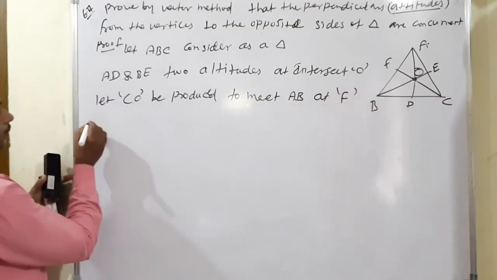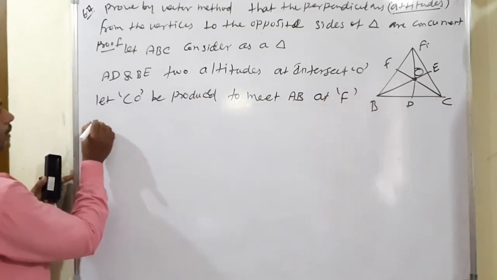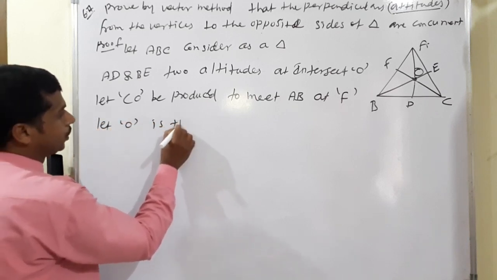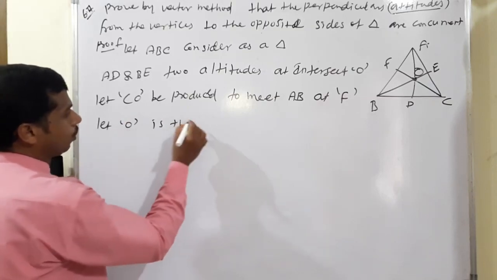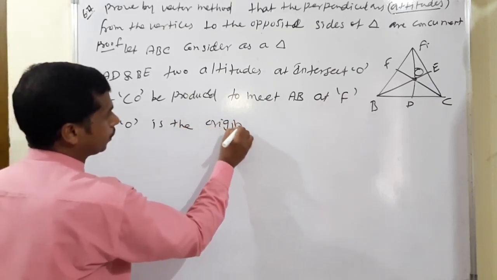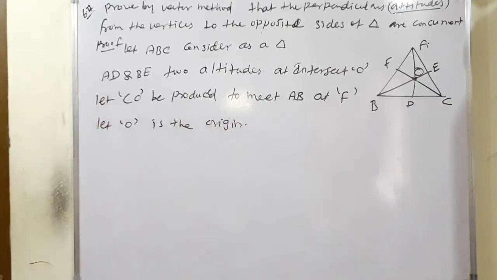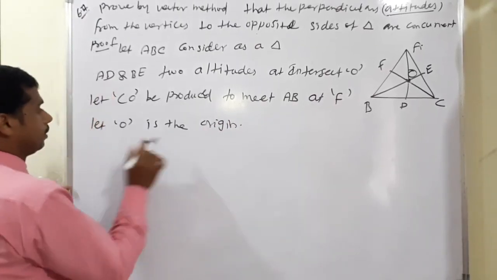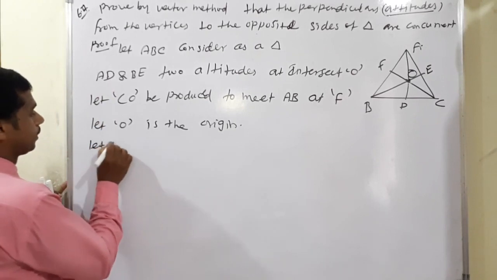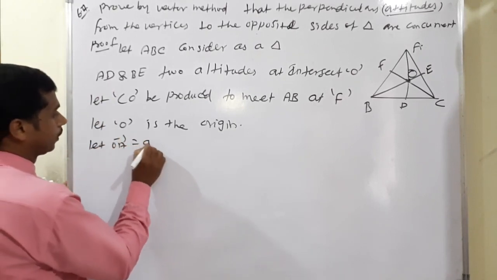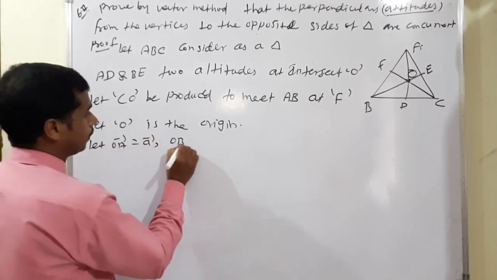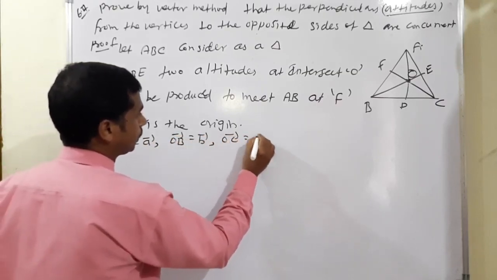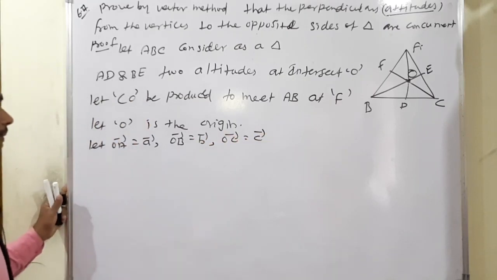Then let O be the origin. Now look at there. Again, let OA vector be considered as A vector, then OB vector as B vector, then OC vector as C vector.